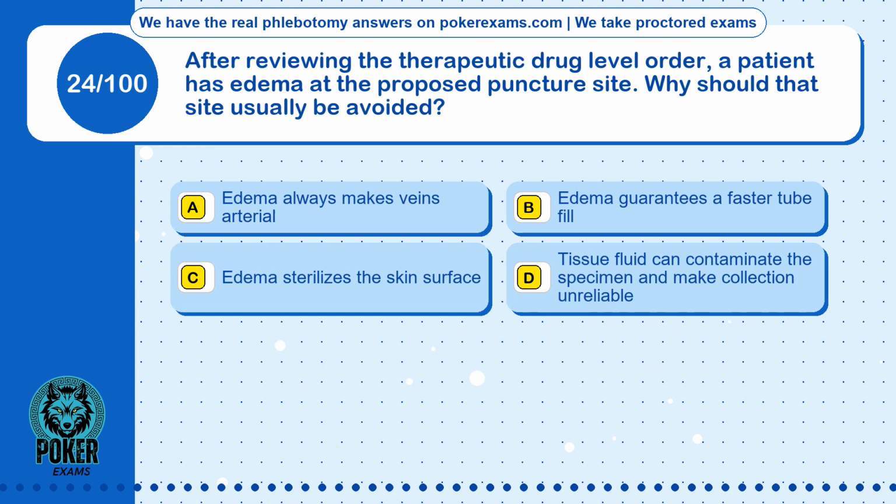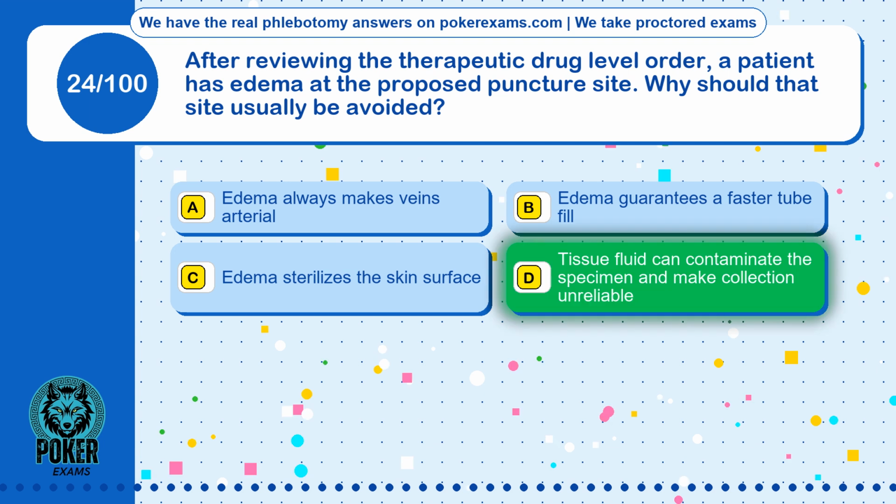Question 24. After reviewing the therapeutic drug level order, a patient has edema at the proposed puncture site. Why should that site usually be avoided? Option A: edema always makes veins arterial. Option B: edema guarantees a faster tube fill. Option C: edema sterilizes the skin surface. Option D: tissue fluid can contaminate the specimen and make collection unreliable.